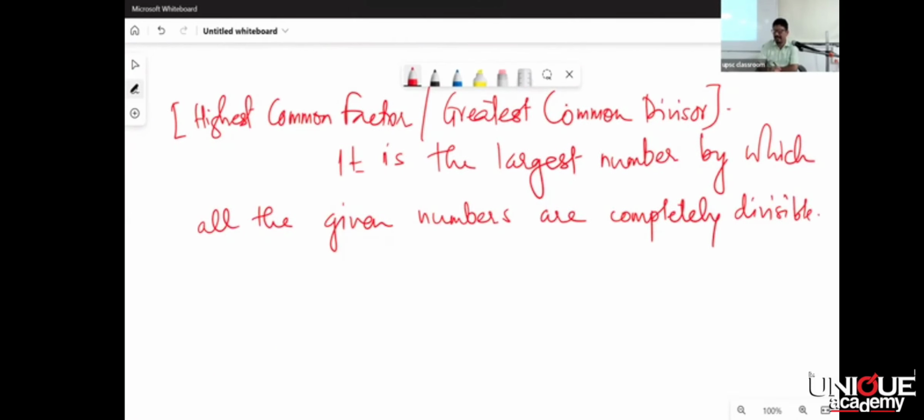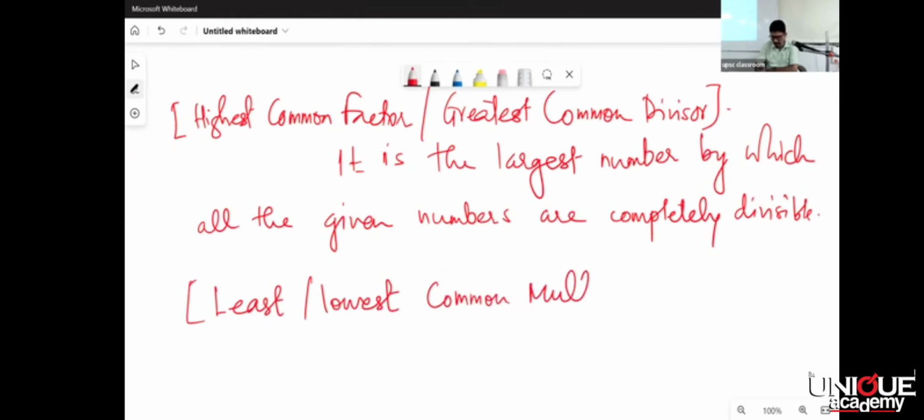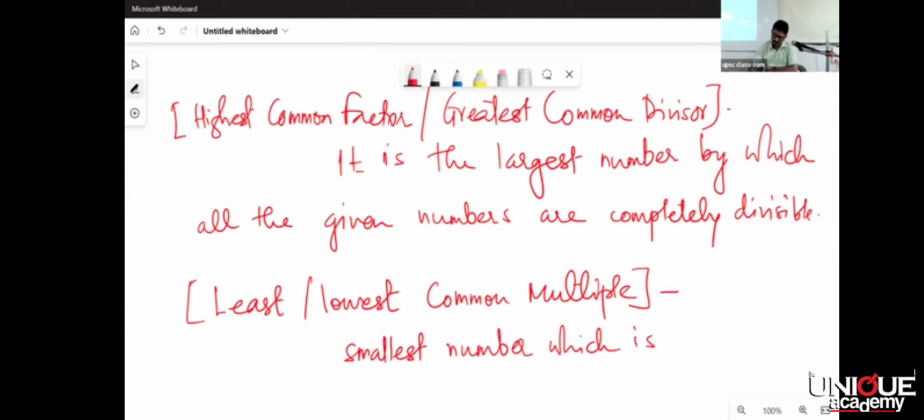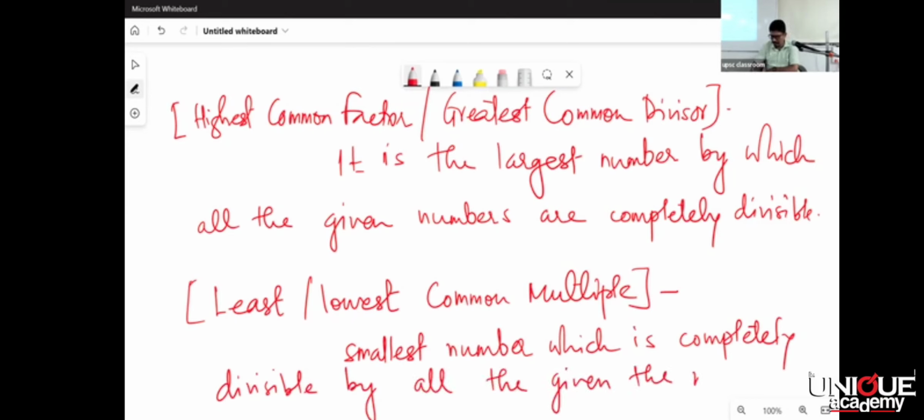Then next line, LCM, or lowest common multiple. Dash. It is the smallest number which is completely divisible by all the given numbers.